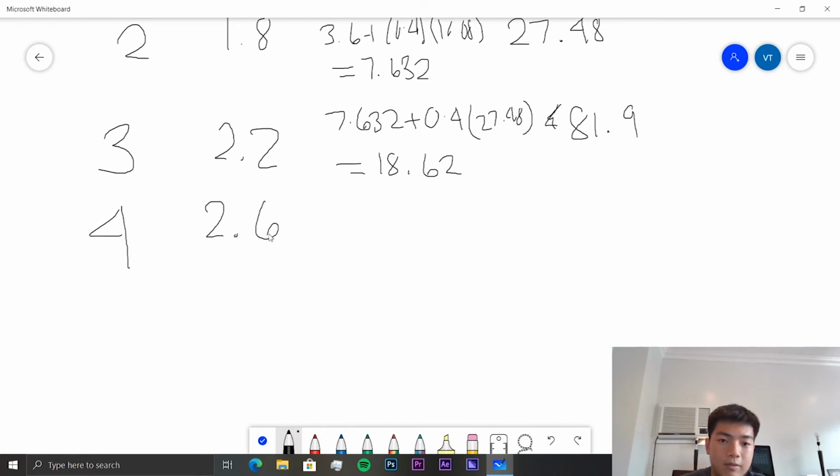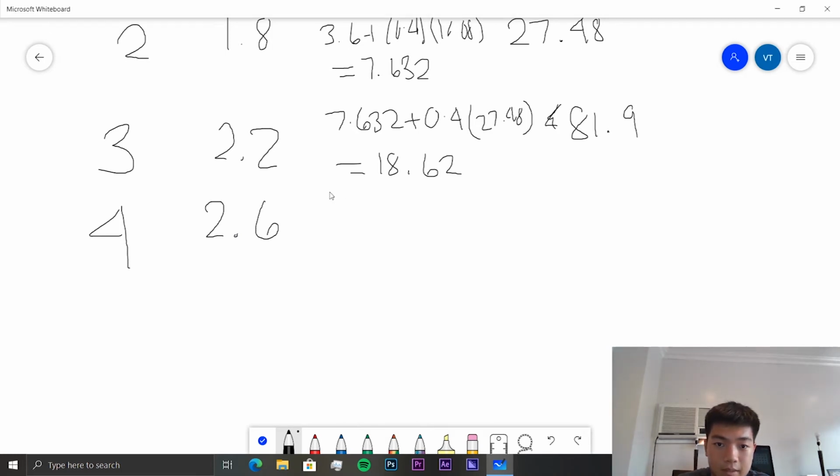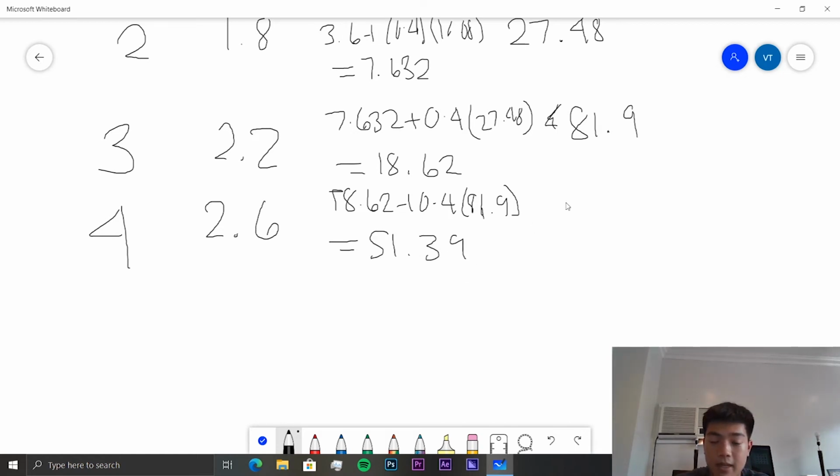We still have some more steps. The next one is 18.62 plus 0.4 times 81.9, which is equal to 51.39. And if we multiply this by 2.6 and by 2, I'm getting 267.3. Actually, these numbers are getting quite big.